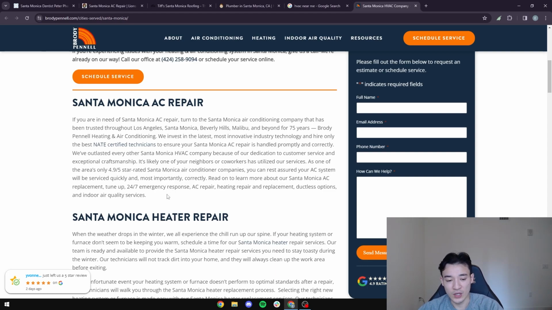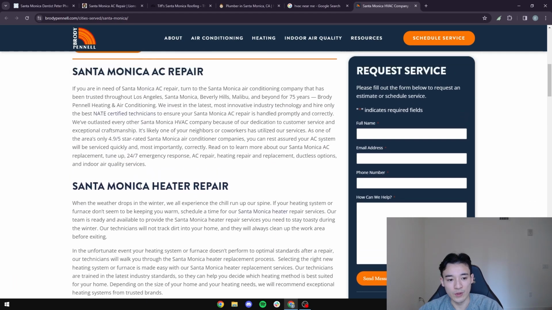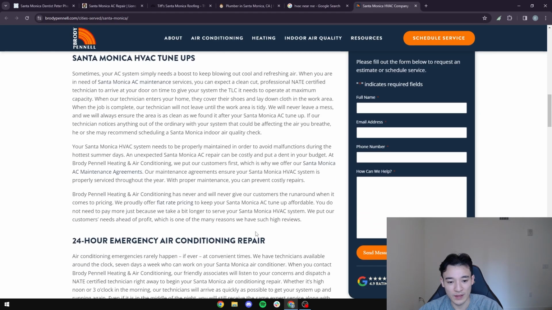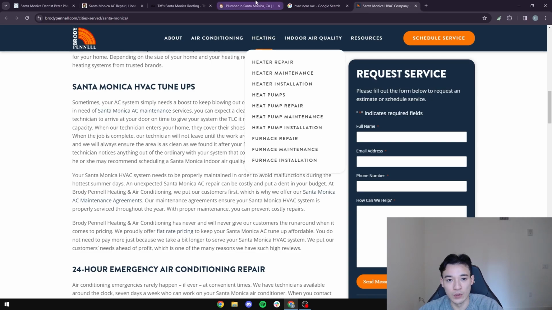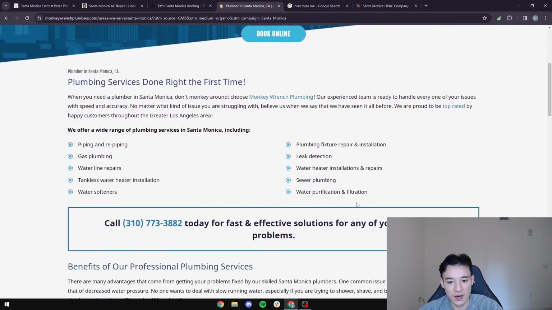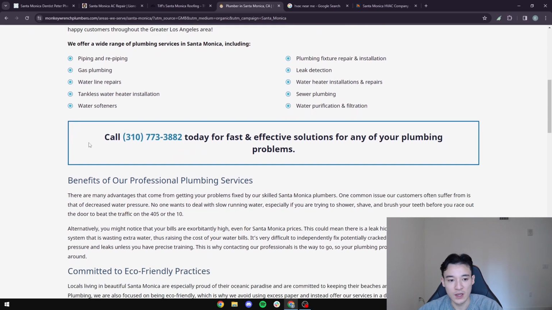That way your customer can see directly what you have to offer, whether it be heater repair, even HVAC tune-up. This is very, very heavy on copy, and not a lot of your customers are going to read it, right? That's the huge thing. You want to get straight to the point and keep it very simple. And what I mean by simple is you see how this one lists what they provide in their plumbing services, whether it be piping, repiping, gas plumbing, water line repairs, tankless water. See how it's straight to the point, with a direct call to action for what they provide. So you can call them directly for any of their problems.